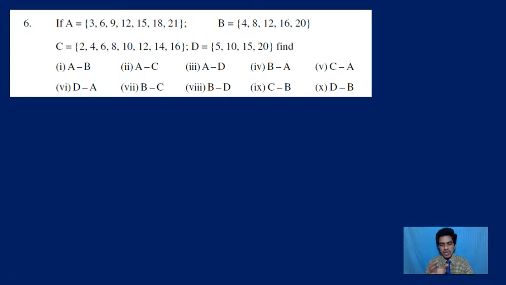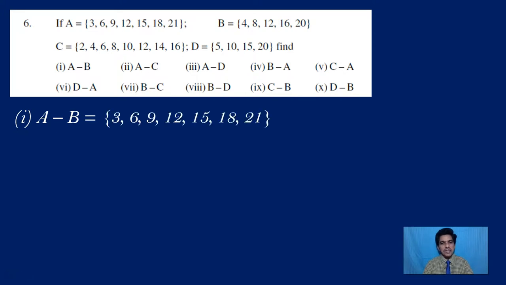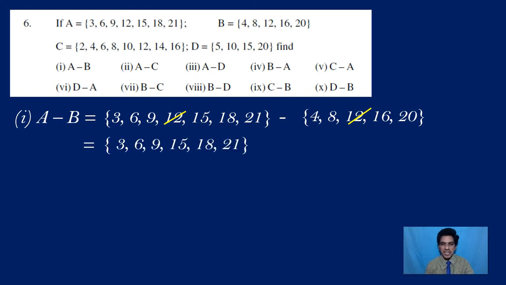Now, you have 10 problems on these subtractions. First, we have to find A minus C. Sorry, A minus B, which is the set of 3, 6, 9, 12, 15, 18, 21 minus B. What is B? 4, 8, 12, 16, and 20. So you have to cancel out the common elements. A and B have the common element 12. That's all. So you have to write the elements from the first set. In subtraction, you write the first set; you don't bother about the second set. So you have the set of 3, 6, 9, 15, 18, and 21.